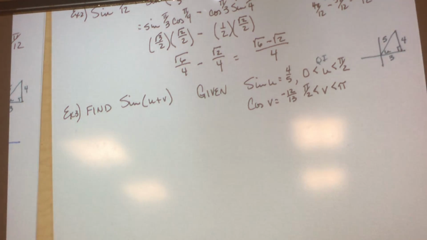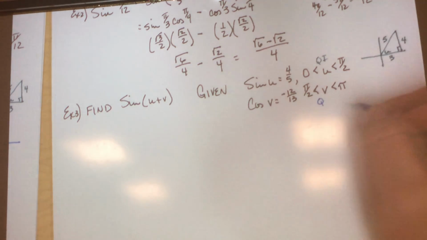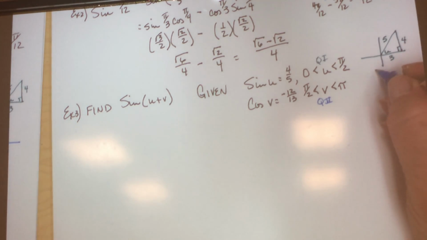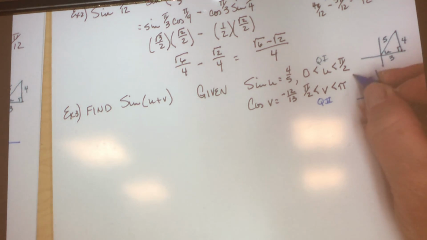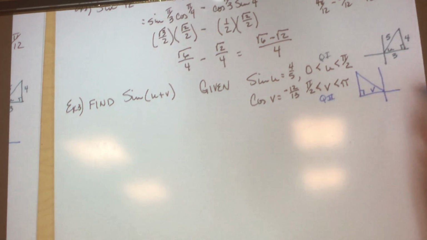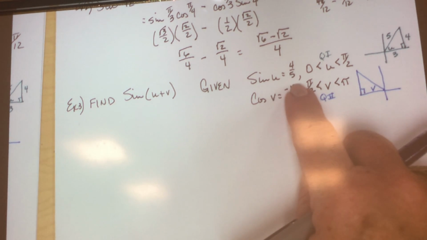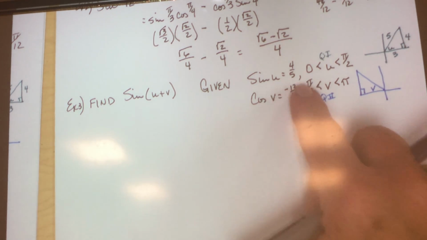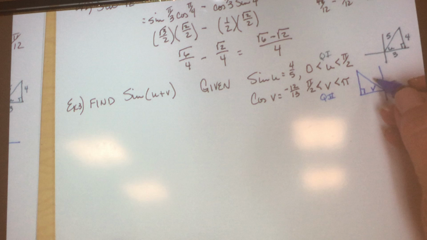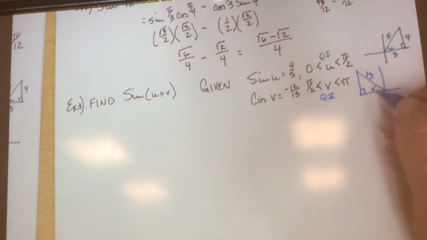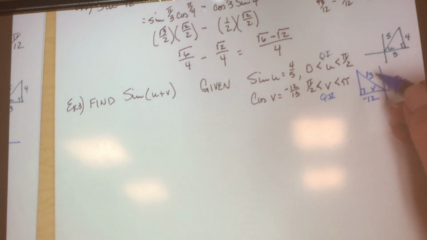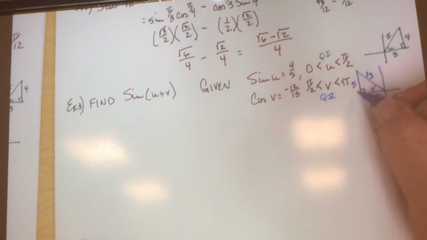This guy right here, what quadrant is he in? Second. So let's put him there. This is v. His cosine, what's cosine? What over what? Adjacent over hypotenuse, or x over r, whichever way you want to see it. You know r, the hypotenuse, cannot be negative, so that's 13. So this has to be a negative 12. Anybody know what this side is? 5. Yes. This squared is 169. This squared is 144. 169 minus 144 is 25, so its square root is 5. And it is positive, it's going up.